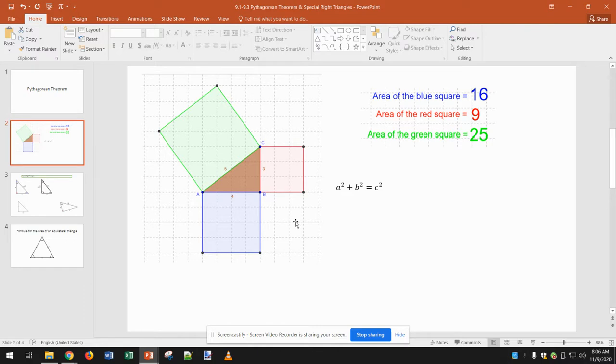The Pythagorean Theorem says that for all right triangles, the area of this square plus the area of the blue square will equal the area of the green square. And so we have a squared plus b squared equals c squared.